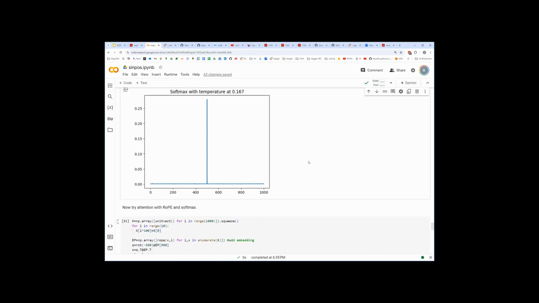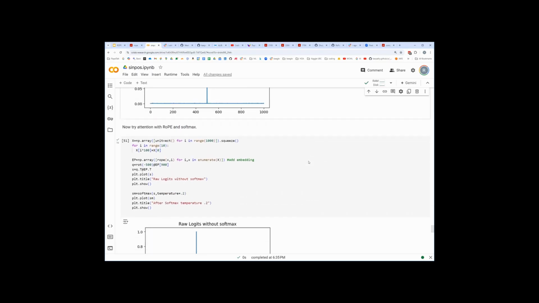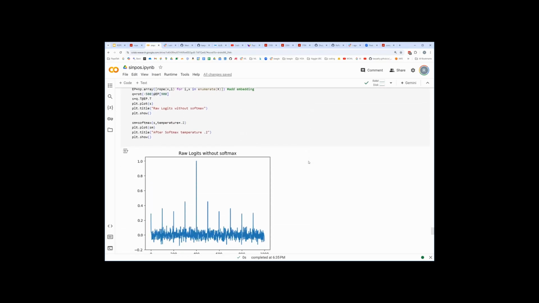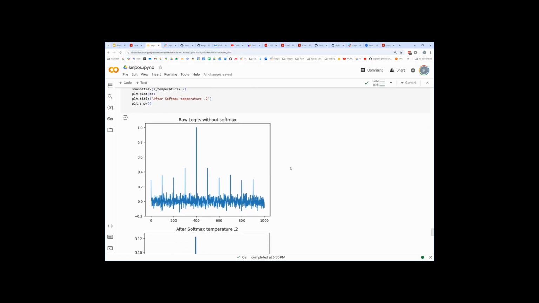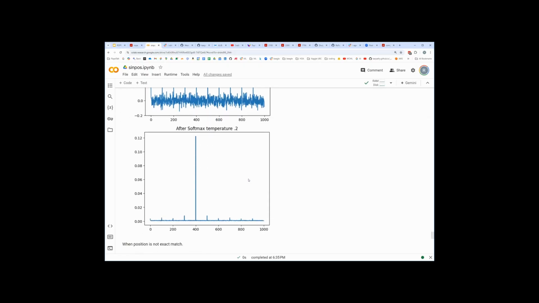Any questions or anything on that? And then I just completed it and did RoPE with softmax included. So this is the logits before the softmax. This is the logits after the softmax at a temperature of 0.2. So depending on the temperature, it can make it very selective.